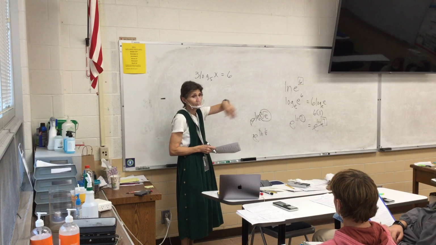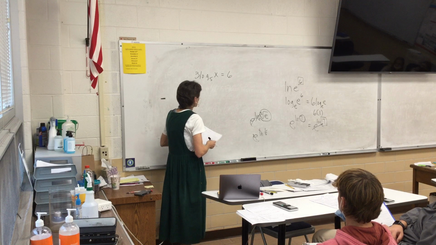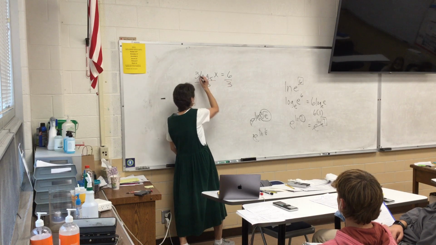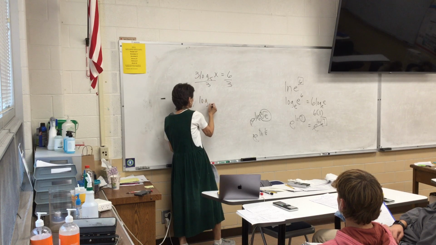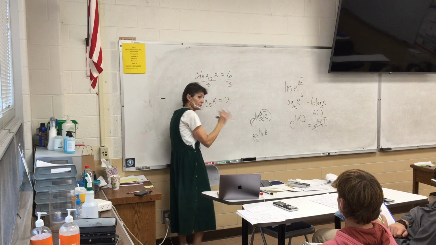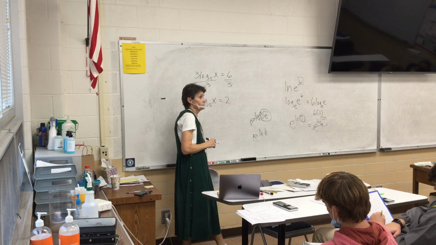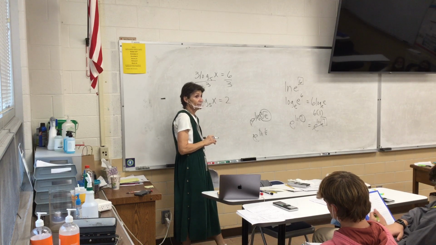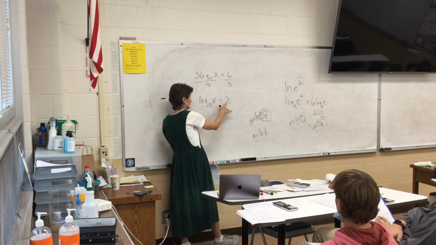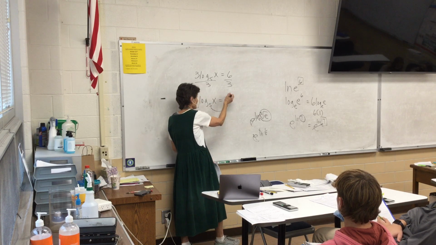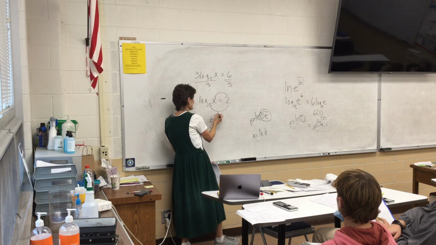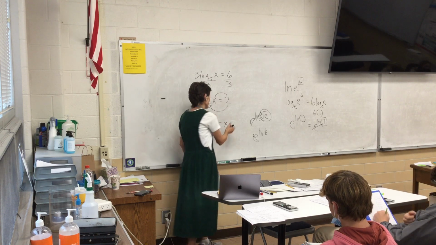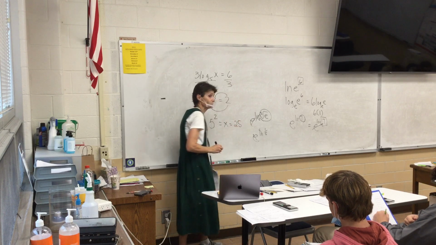Yes, ma'am. So she says, first thing I'd like to do is just get rid of this. That is completely legal, Brooke, completely legal. And it really simplifies my problem. Because now what does it say? 5 to the second equals x. So the answer is 25.